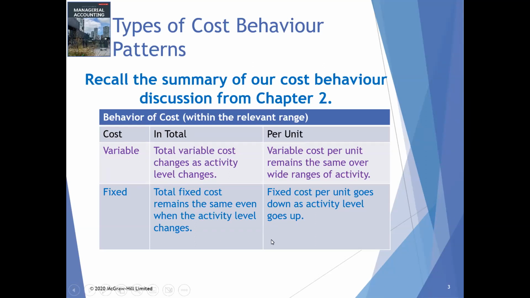Now we have a very clear idea about what variable cost is, what fixed cost is, and how these two costs are going to affect. When these costs affect, that is known as cost behavior pattern.